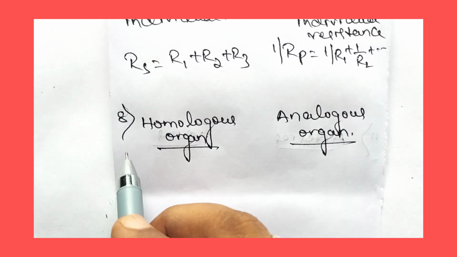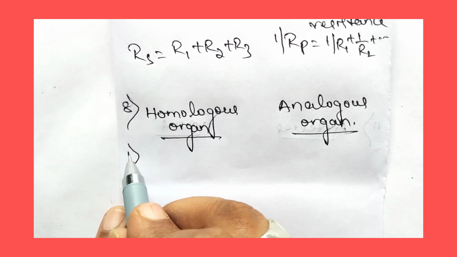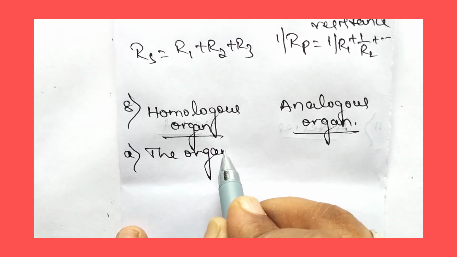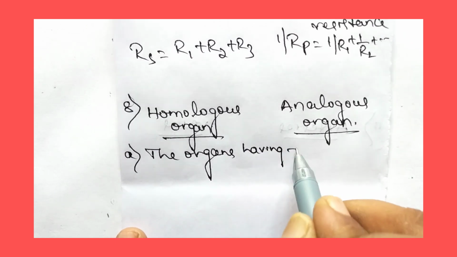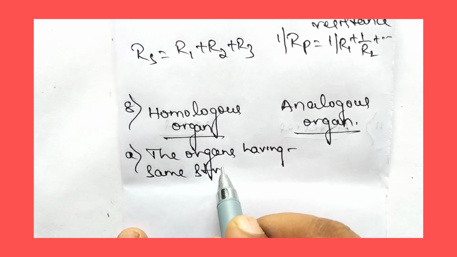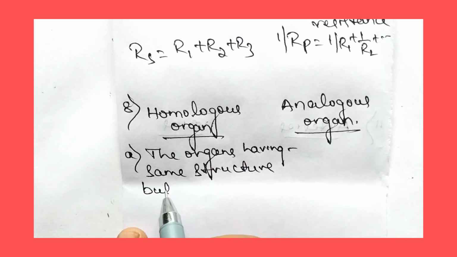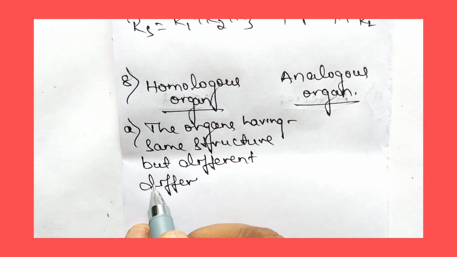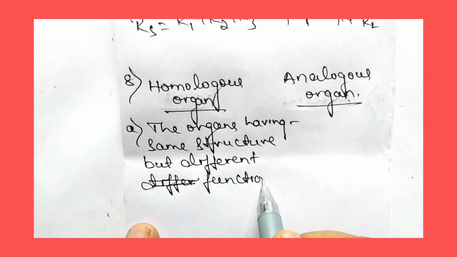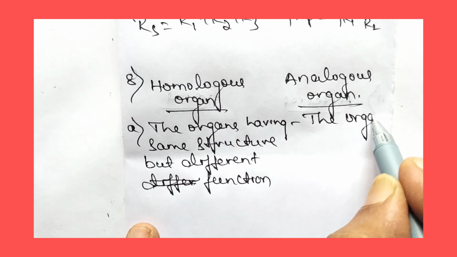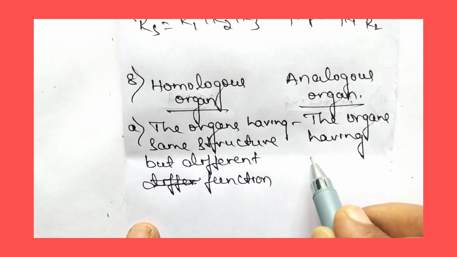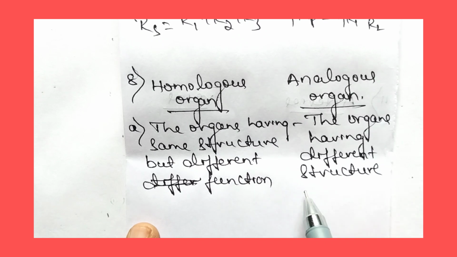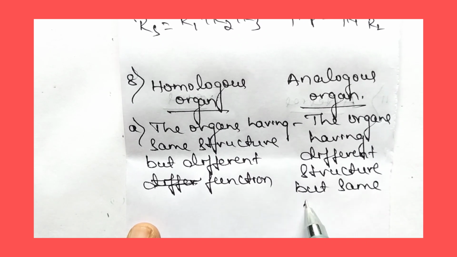Now let us move to the 8th question, homologous series and analogous series. Homologous: the organs having same structure but different function. Analogous: the organs having different structure but same function.